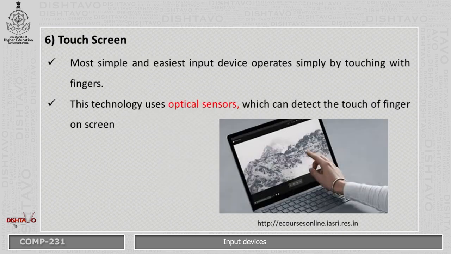Next is the touch screen. We have to just put the input through our fingers by touching the screen. This technology uses optical sensors which take the touch of the finger on the screen and take the input from that signal.